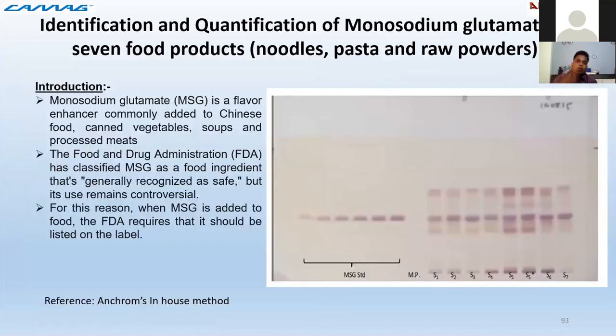Then identification and quantification of monosodium glutamate, MSG. We all know that 7 or 8 years ago Maggi was banned because of this MSG, monosodium glutamate, which is a flavor enhancer commonly added to products. And this is not good beyond certain limits, so it is banned. It is used in noodles, pasta and raw materials, and that also we can identify or detect by using this HPTLC technique.